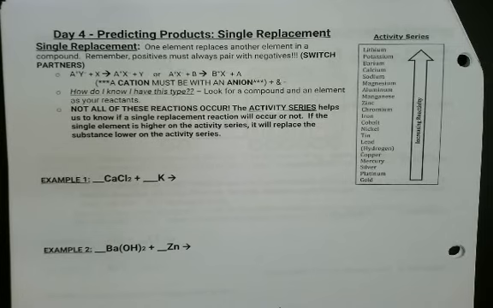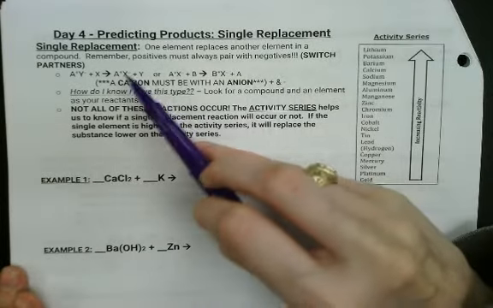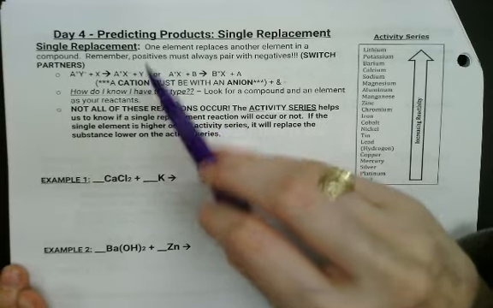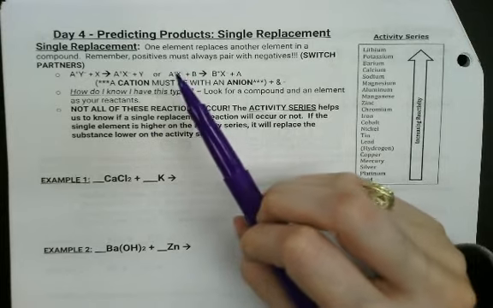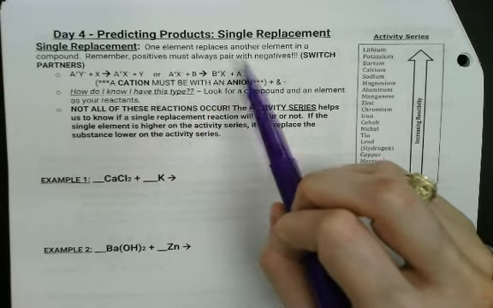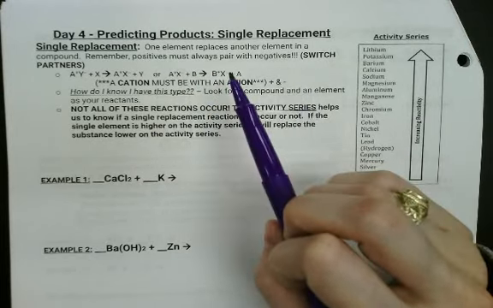Today, we will be covering day 4 of our Unit 8 notes. We're going to be predicting products of single replacement reactions. So, if you remember back to when we first talked about our types of reactions, we discussed that single replacement reactions involve one element replacing another element in a compound.